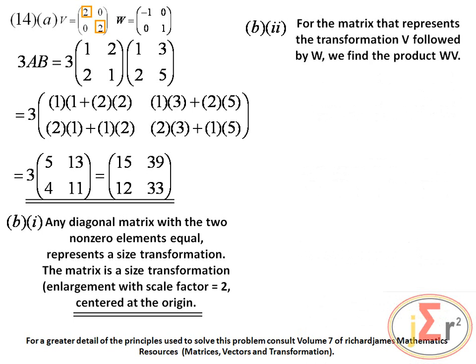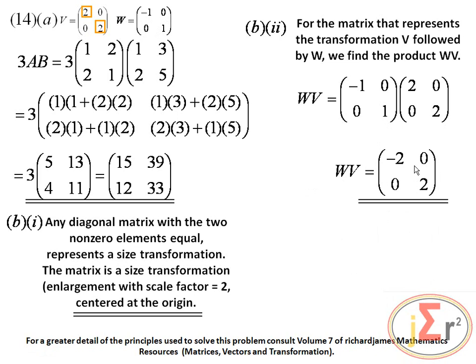We need to determine the 2 by 2 matrix that will represent the transformation V followed by W. So V followed by W. In order to determine that matrix, we need to multiply the matrices to form the product WV. So we put W first, then V, and we find the product.